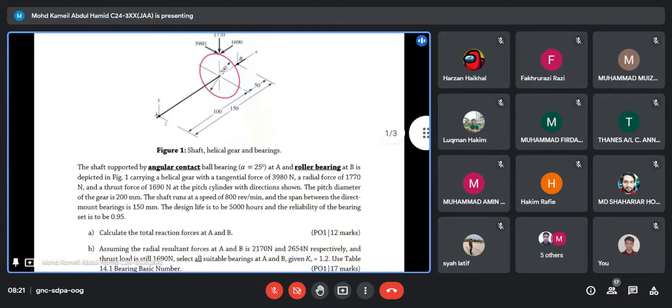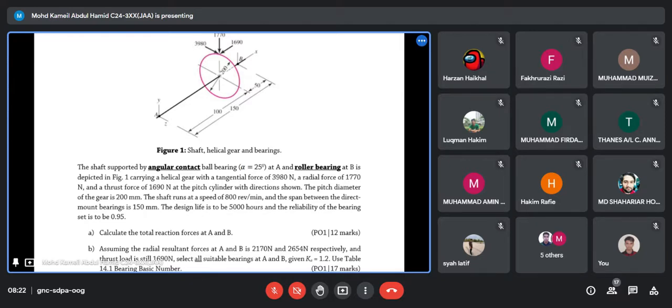Okay, so you're given the shaft supported by an angular contact ball bearing with the angle alpha equal to 25 degrees at bearing A, and a roller bearing at B. So A is the angular bearing and B is the roller bearing.